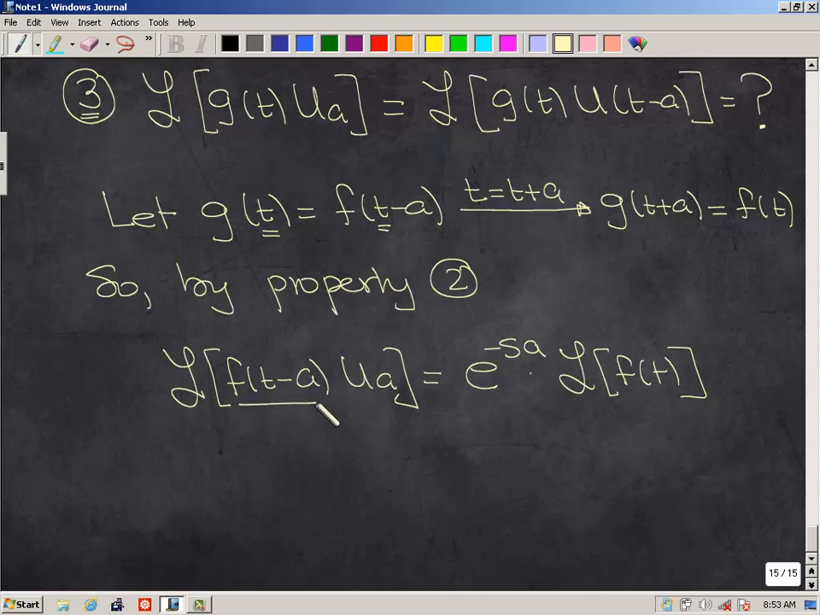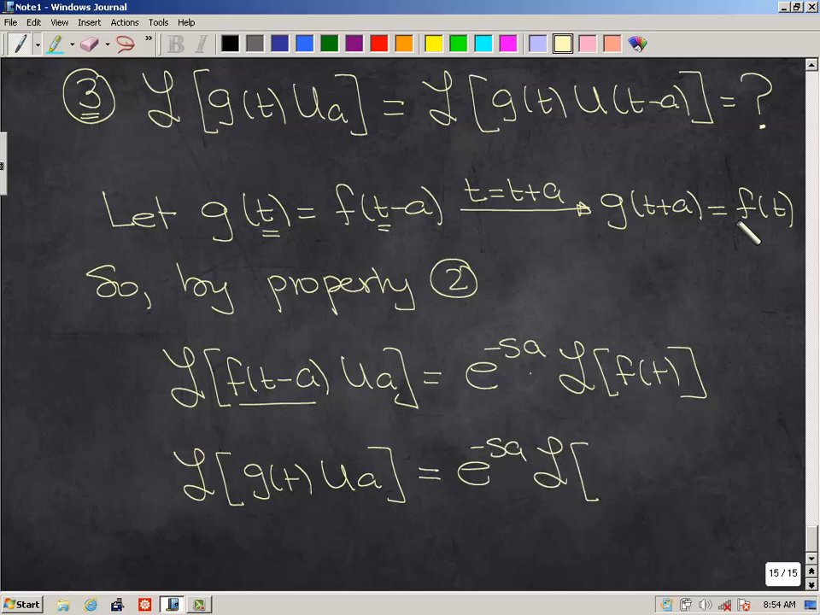So now I'm going to replace this with g of t. I get u of a is equal to e to the minus sa times the Laplace of f of t. What is f of t? F of t is right here. It's g of t plus a. So we end up with that.